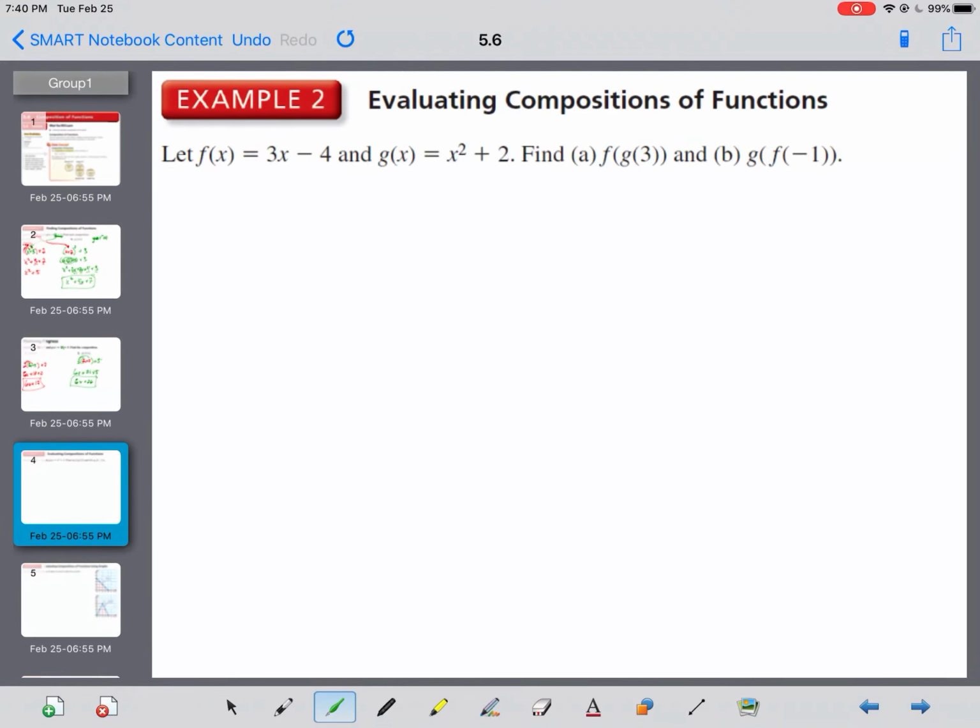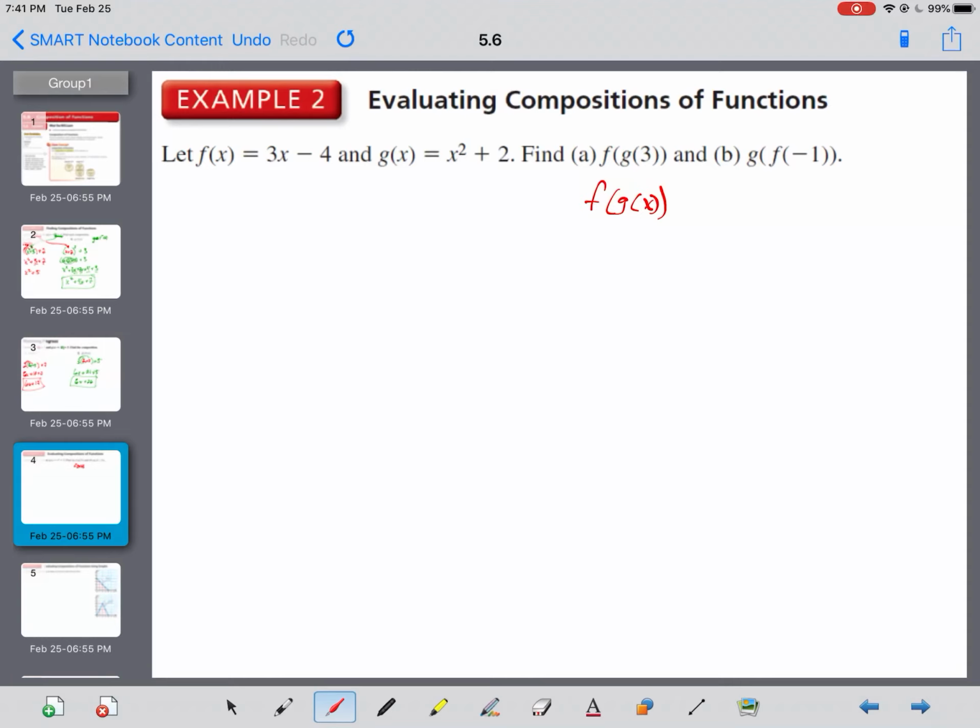Evaluating compositions of functions. You can do this a couple of ways. You can take the equations, plug one into the other, simplify, and then put the number in. Or you can take what they want you to do and replace it. If we look at f of g of 3, it used to be f of g of x. They want you to take g and plug it into f, and then anywhere there was an x in the g, you're going to plug a 3.